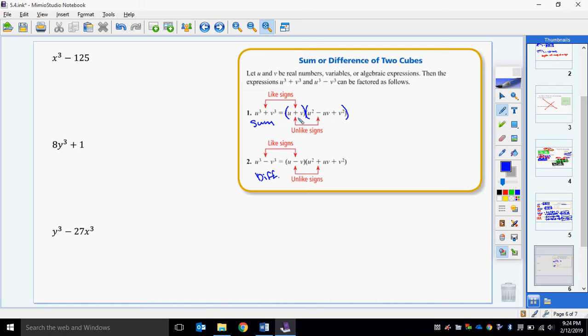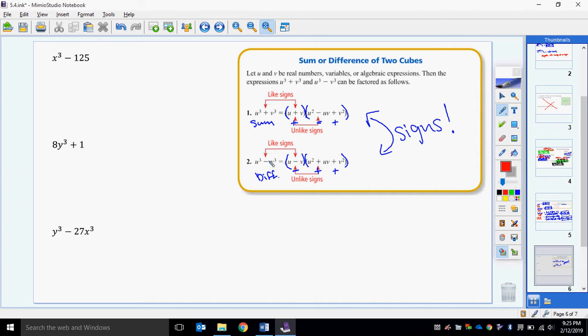Now the signs are important. It's the same thing every single time. Plus, minus, plus when it's the sum of two cubes. But when it's the difference of two cubes, the pattern will go minus, plus, plus. Okay? So it's still a u and a v in the first binomial. Second binomial stays the same, right? U squared, the next one's u times v, and the second one is v squared. But the signs are different. So these are practically the same thing, but you need to be careful about the signs.